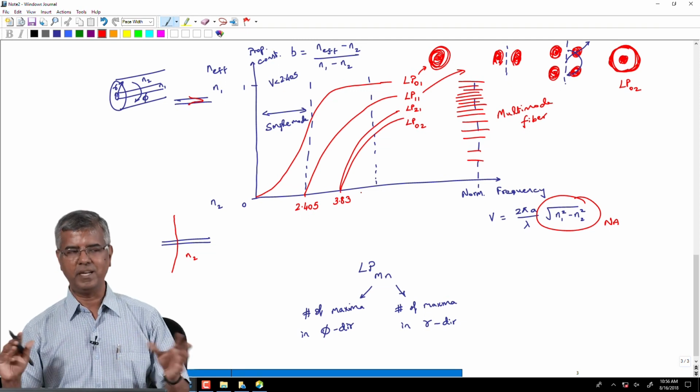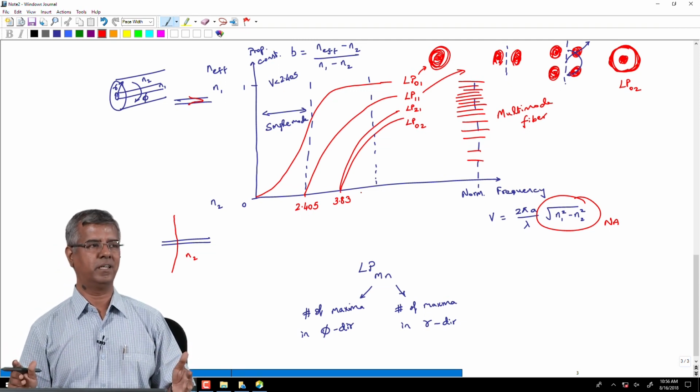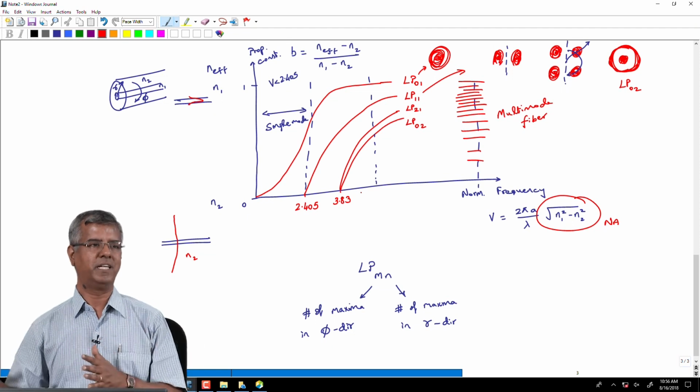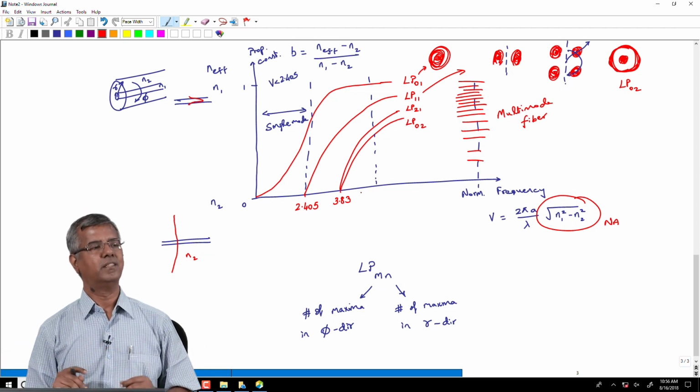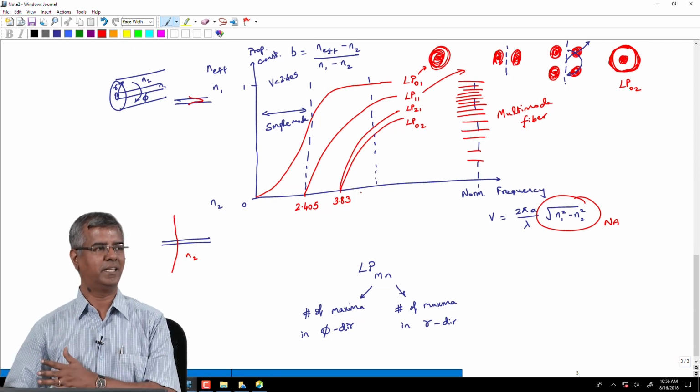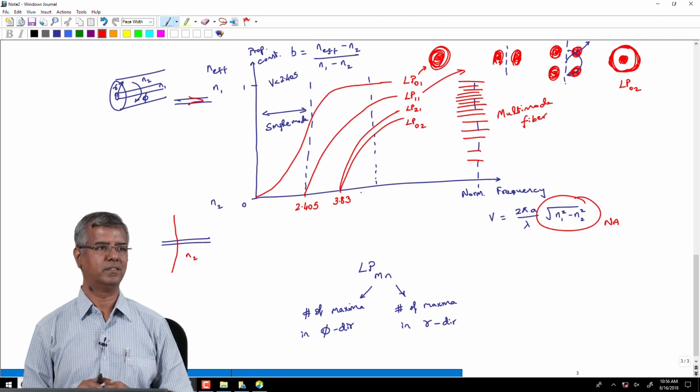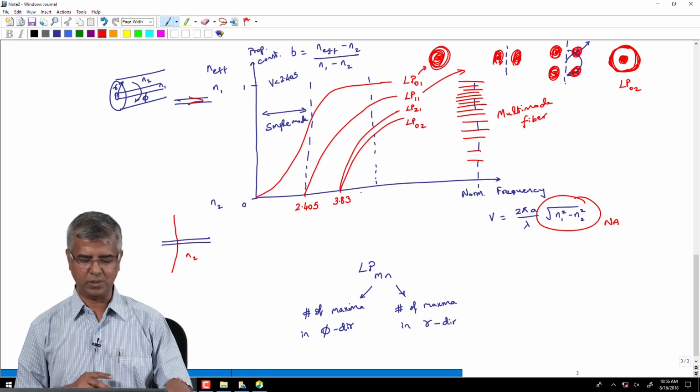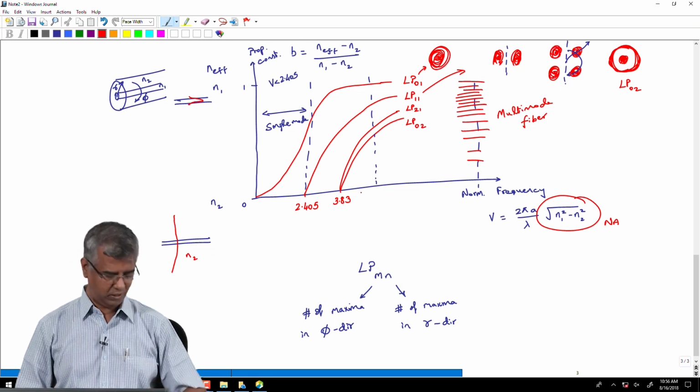So, you cannot generally call a fiber single mode or multi-mode. It is single mode at a particular wavelength, multi-mode at a particular wavelength. So, these are the concepts that we were going to see in the demonstration today.